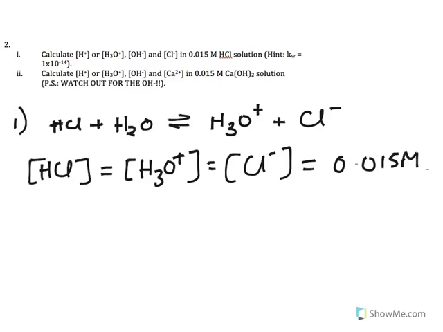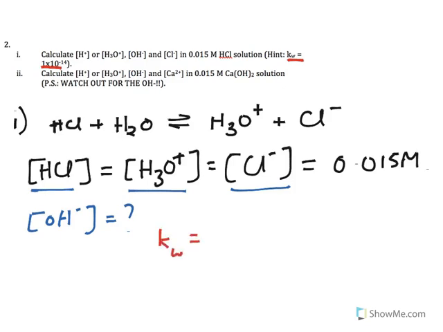Now, in one go, we found out the concentration of 3 of the things that we are asked to find from the question, and the only thing that we have left to find is the concentration of OH minus. Now, if we look back into the question, we see that we are given our Kw value, which is 1 times 10 to the power of negative 14. So we can use that to find our OH minus ion concentration. So we know that Kw is a product of H3O plus or H plus concentration times OH minus concentration.